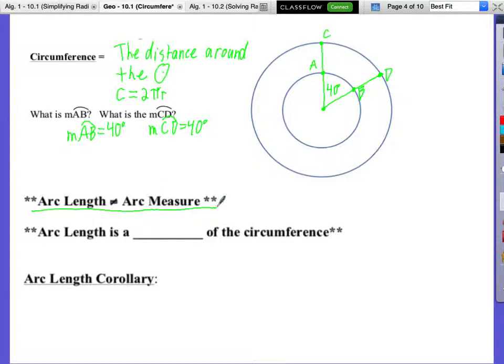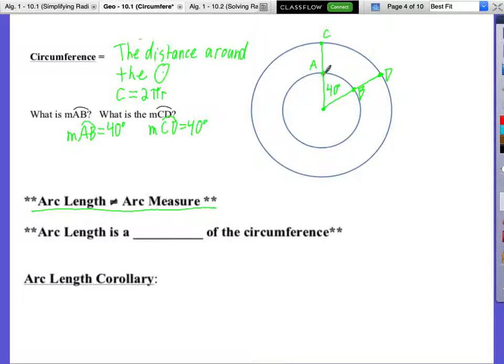Arc measure is in degrees, so it's really how much of the circle it is. Because a whole circle is how many degrees? 360. Regardless of how big or small it is, it's still going to be 360 degrees every time. And so 40 degrees is how much of the circle it is. It's 40 of those 360 degrees. But the actual length or the distance around the circle, the circumference, will change based on how big or small the circle is.